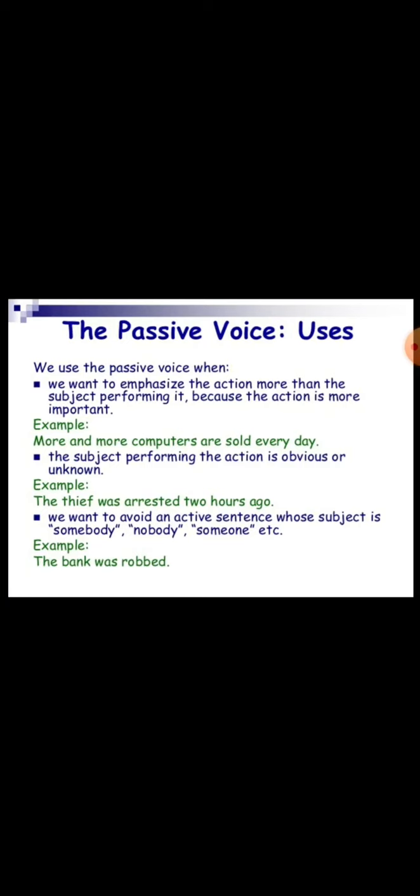We use the passive voice when we want to emphasize the action more than the subject performing it, because the action is more important. Example, more and more computers are sold every day. In this sentence, the subject performing the action is obvious or unknown. In the second example, the thief was arrested two hours ago. We want to avoid an active sentence whose subject is somebody, nobody, someone, etc. Example, the bank was robbed.